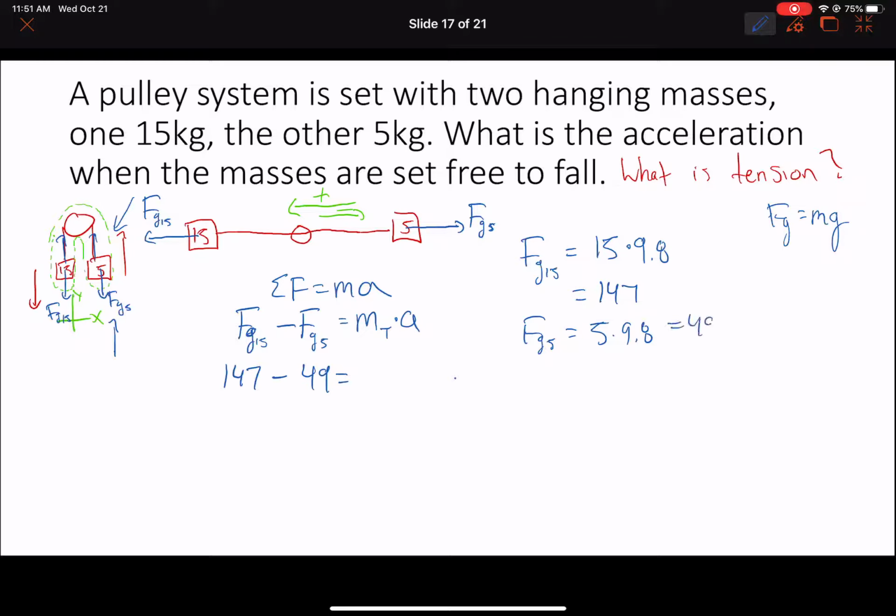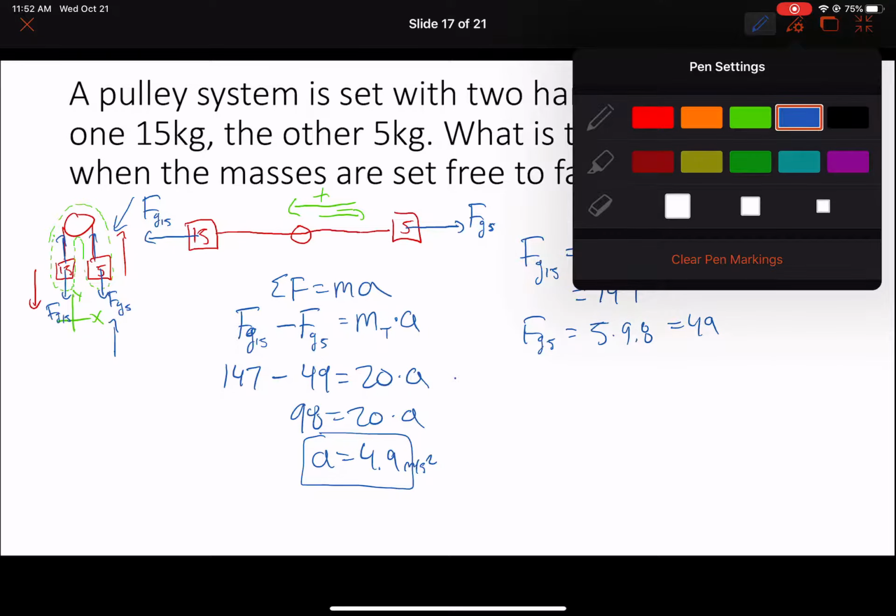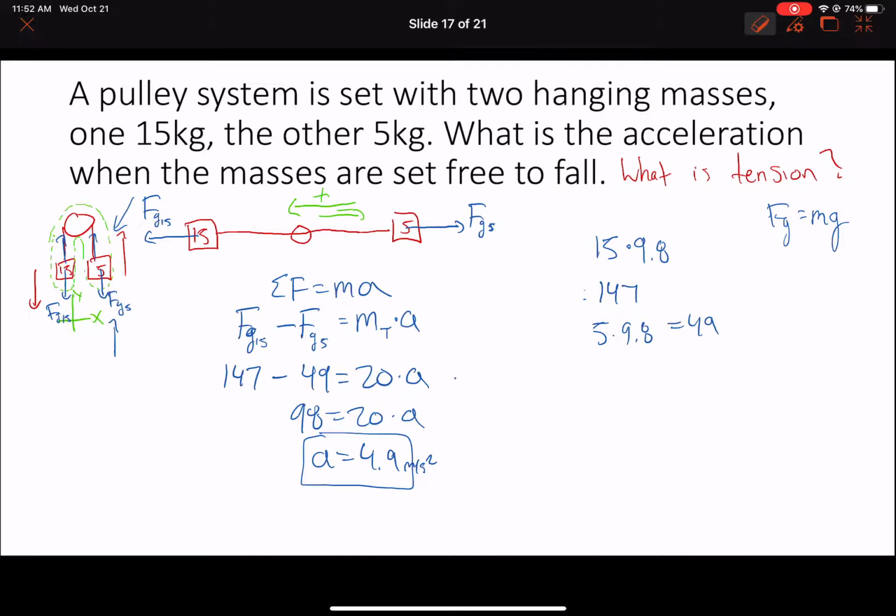My total mass is 15 and 5 together, which is 20. And that's equal to my acceleration. And so we just subtract the two and then divide by 20. And so 147 minus 49 is 98. And then we divide by 20, and we get acceleration equals 4.9 meters per second squared. Great. We found our acceleration. It's really not too much trouble. We're just subtracting the difference of the two forces.